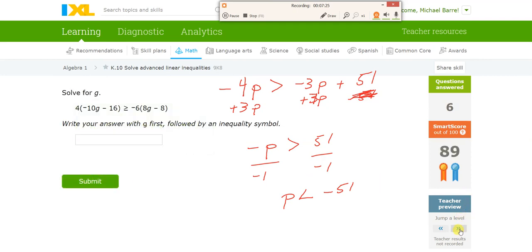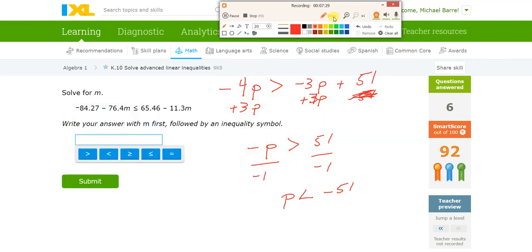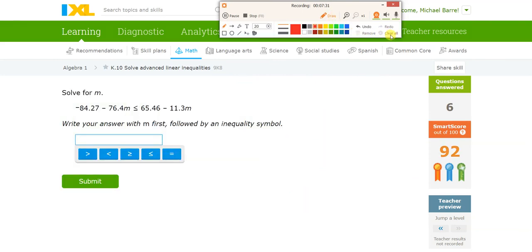Okay, let's jump a level. Challenge zone. Decimals, okay. Use a calculator, you can do decimals.